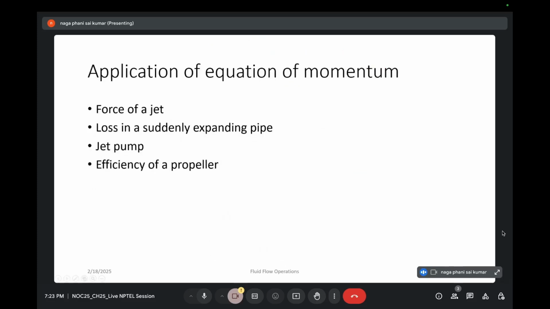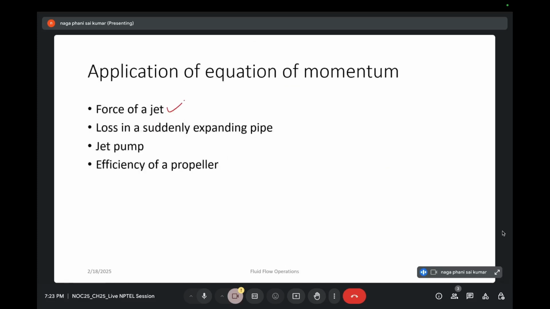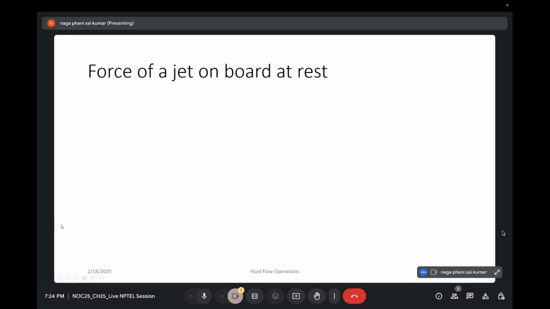So coming to applications of equation of motion, you can apply it for a force of jet. Force of jet is water jet, and it can also be applied in cases where there is sudden loss because of expansion in the pipe. You can also apply it for jet pump and also for efficiency of a propeller. Okay, so let's see the case of force of a jet at rest.